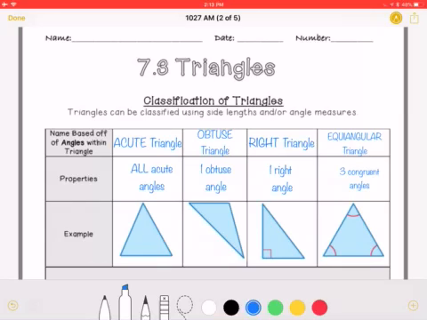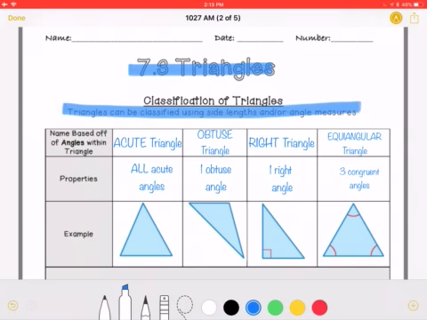Hey guys, me again. Let's do lesson 3, triangles. There are two ways that you can classify triangles. They can be classified using the side lengths and their angle measures. So first let's take a look at how they can be classified, named off of their angles within them.